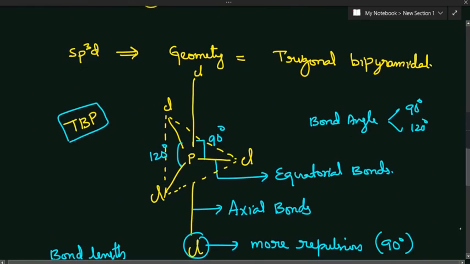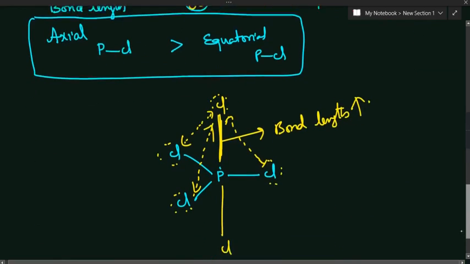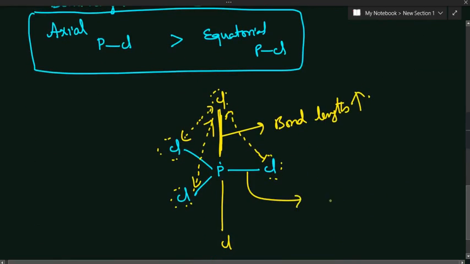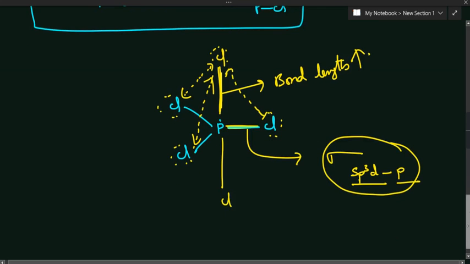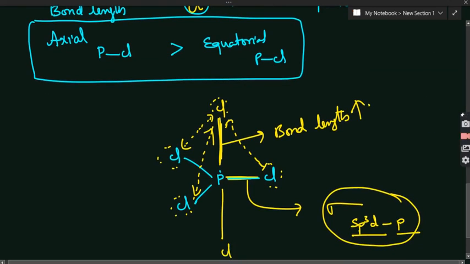So the point is, what kind of bond is this? This is sigma sp3d-p type of bond, because this bond is formed with the combination of sp3d and p orbital of chlorine. So that is about the structure of PCl5.